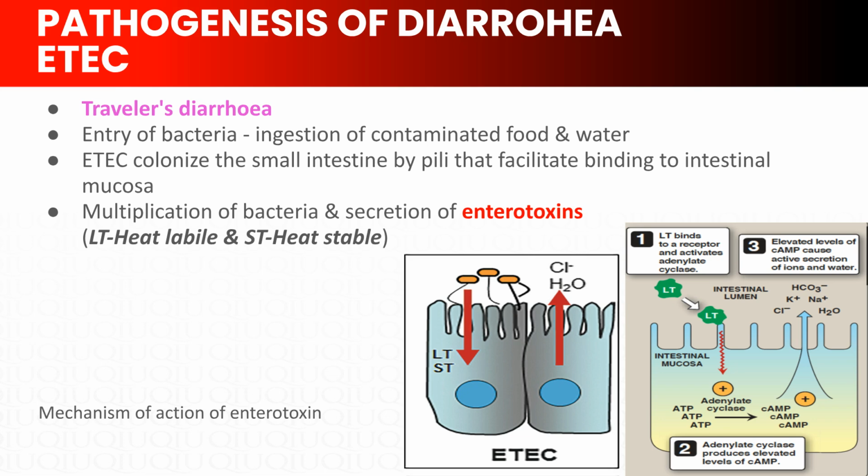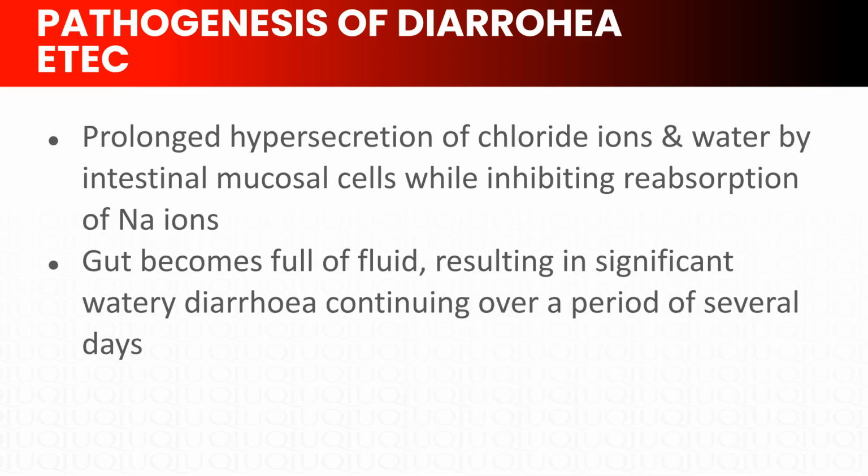The toxins activate a cascade inside intestinal cells that leads to massive secretion of fluids and electrolytes into the gut lumen, while simultaneously blocking absorption. So what's the result of this toxin action? There's prolonged hypersecretion of chloride ions and water by intestinal mucosal cells, while the reabsorption of sodium ions is inhibited. Think of it as turning on the water tap while blocking the drain. The gut becomes overwhelmed with fluid, resulting in significant watery diarrhea that continues over several days. This is classic secretory diarrhea.